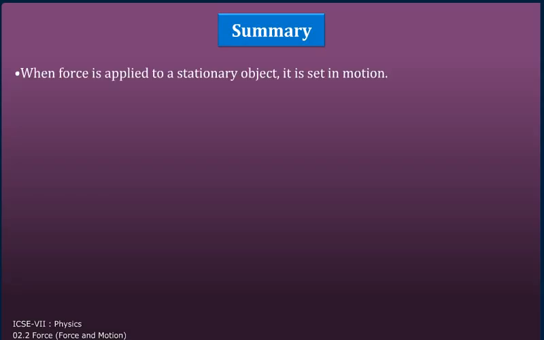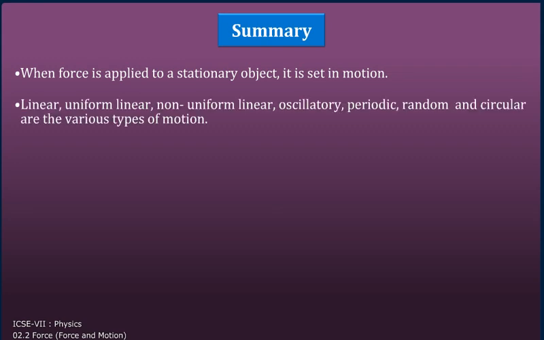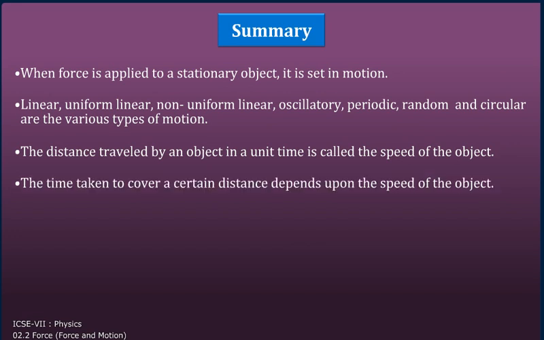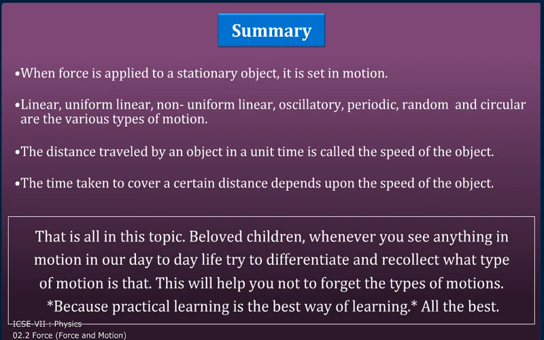Summary. When force is applied to a stationary object, it is set in motion. Linear, uniform linear, non-uniform linear, oscillatory, periodic, random, and circular are the various types of motion. The distance travelled by an object in a unit time is called the speed of the object. The time taken to cover a certain distance depends upon the speed of the object.